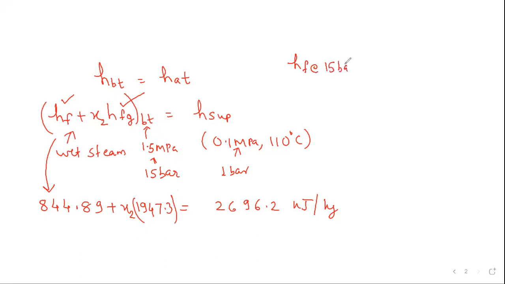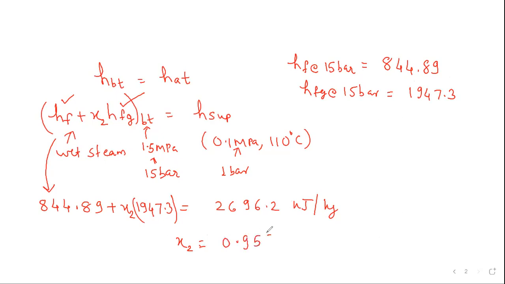Okay, so you can refer to the steam tables and convince yourselves that the value of HF at 15 bar or 1.5 megapascal is around 844. A slight difference in your values doesn't matter much. Okay, and the HFG value at 15 bar has to be around 1947.3. The unit is kilojoules per kg. Okay, so if you solve this equation, you will get the value of x2, and that value of x2 I have is 0.955.